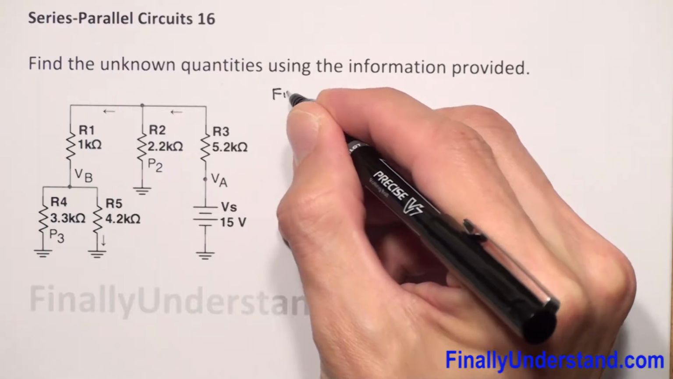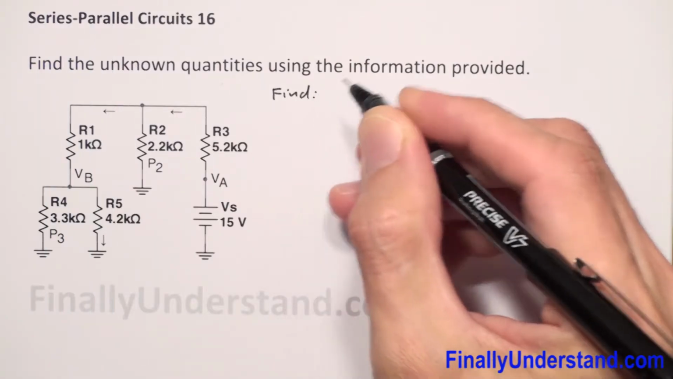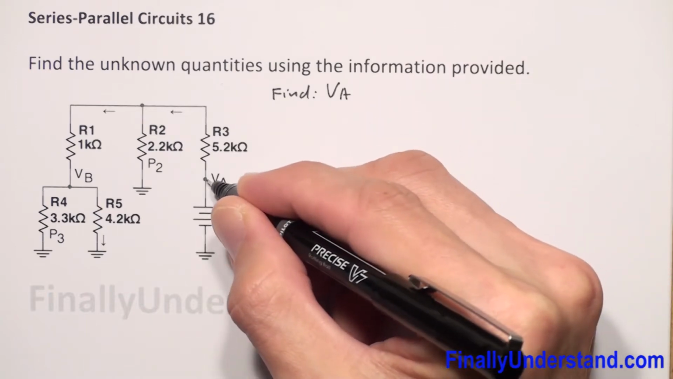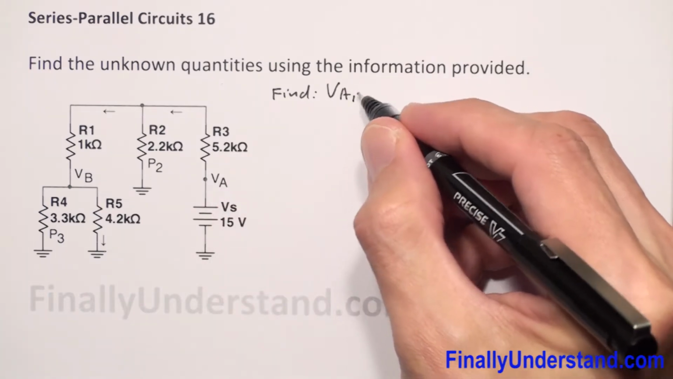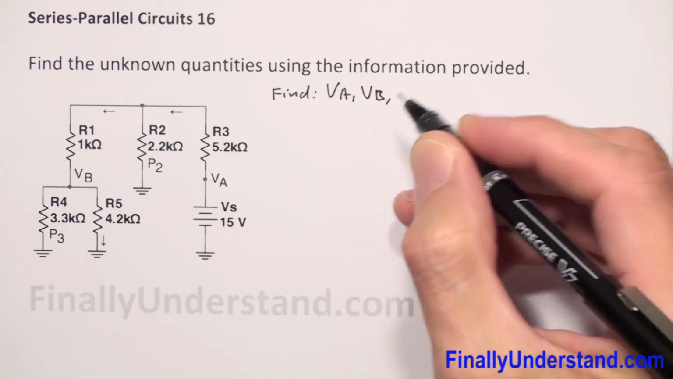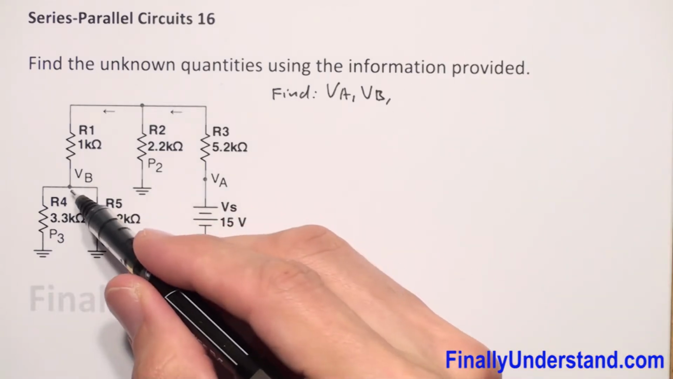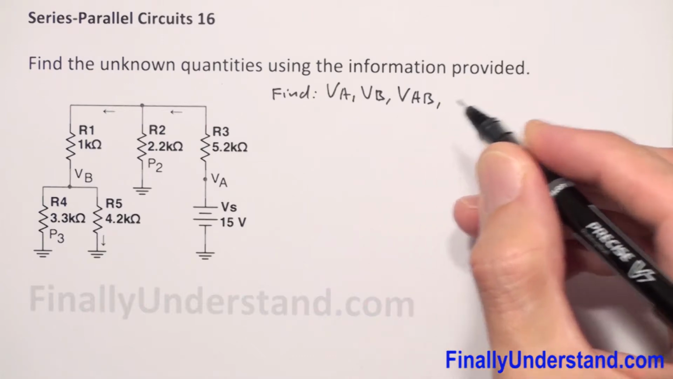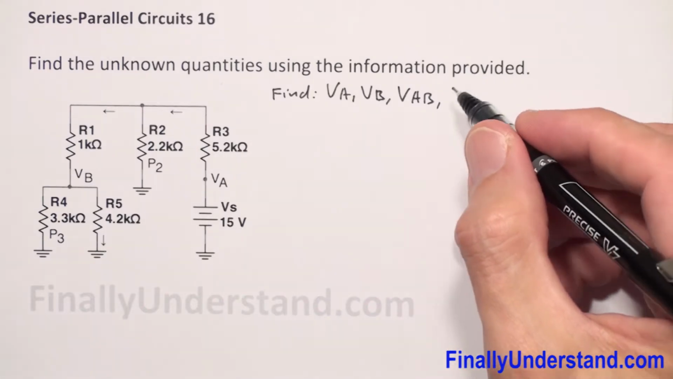Let's take a look at this example. This time we're supposed to find voltage VA, the voltage at this point. We're supposed to find voltage VB, the voltage at this point. We're supposed to find voltage VAB.